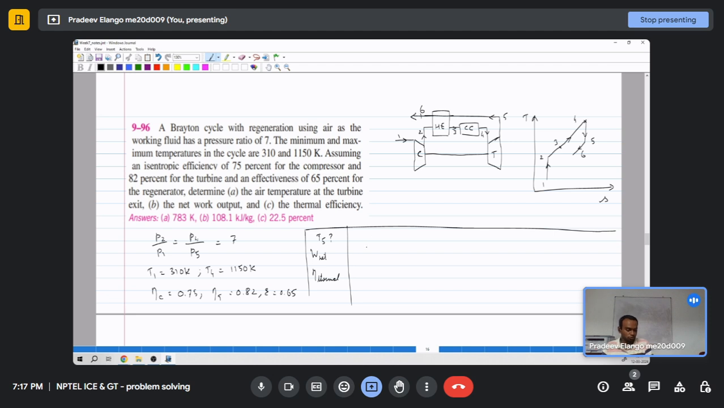So to start with, we know T2 equals T1 into P2 by P1 power gamma minus 1 by gamma. T1 is 310 into the pressure ratio 7, power 0.4 by 1.4. So this is T2, which is 540.5 Kelvin. But this is only the isentropic temperature, in actual it will be different.